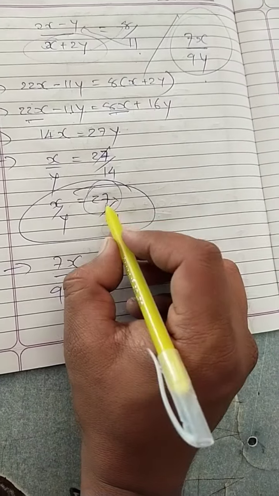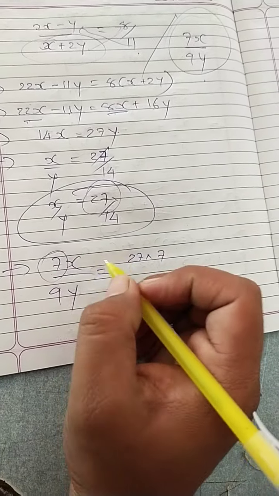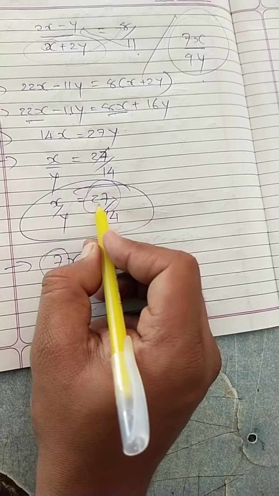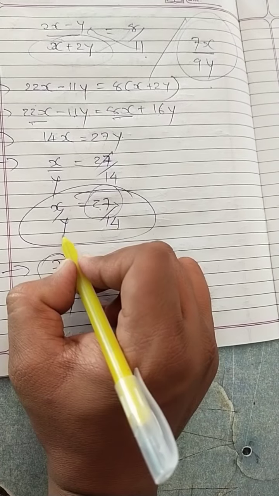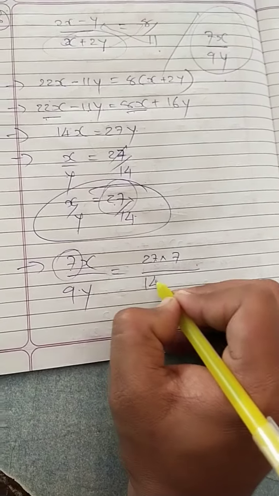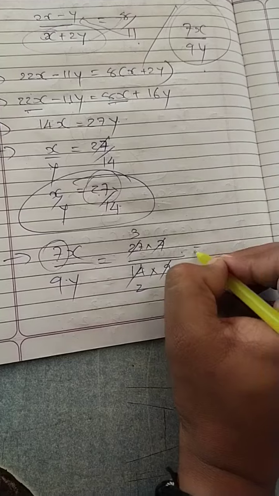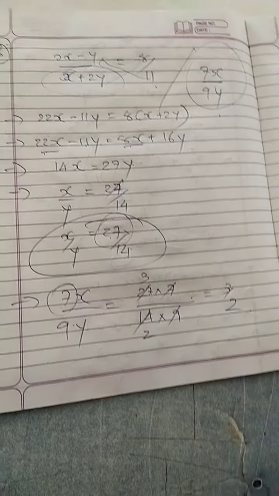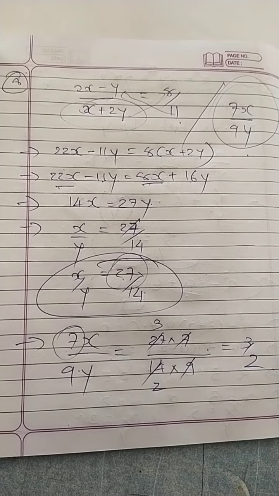I would like to multiply the numerator by 7 on both sides. As I multiplied it by x, I'll also multiply it by 27. Similarly, as I multiplied y by 9, I will multiply 14 by 9 also. And 9 3s are 27 and 7 2s are 14. Then it will be 3 upon 2. So the ratio of 7x and 9y is equal to 3:2.